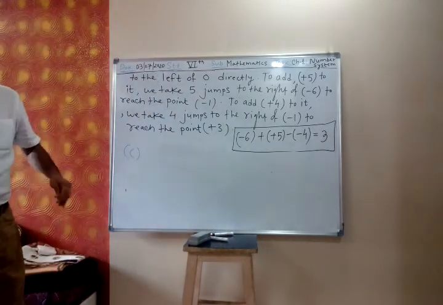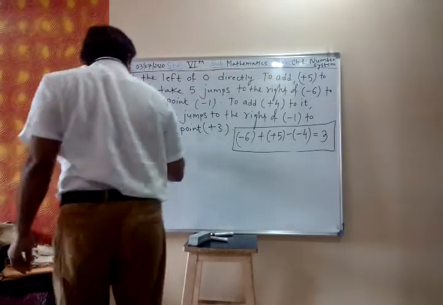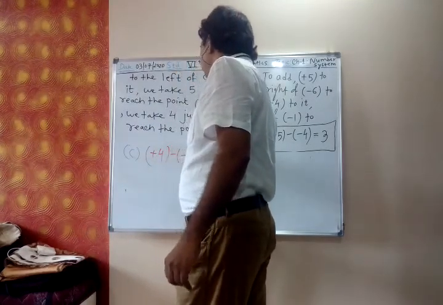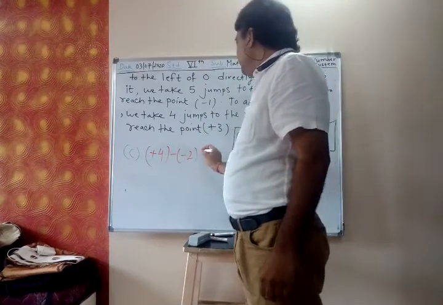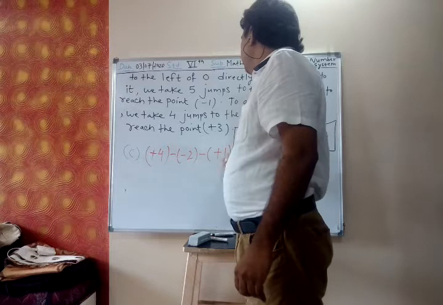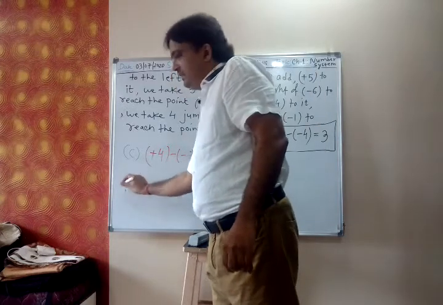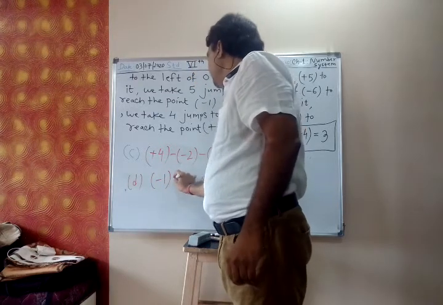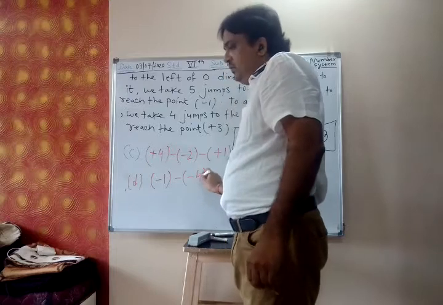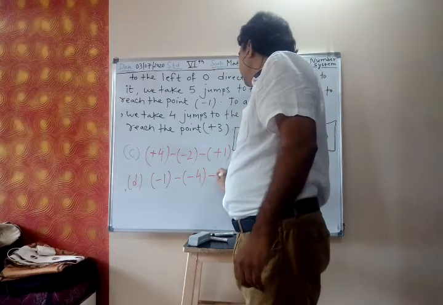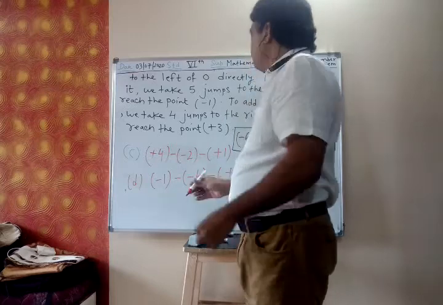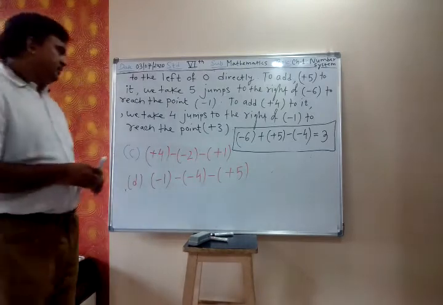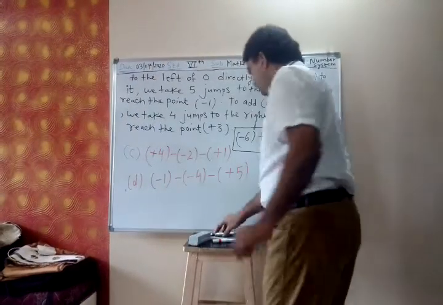C and D: plus 4 minus 2 minus plus 1. Then D: minus 1, minus 4, minus plus 5. Yes, you want the answer of all this, C and D? Just tell me.